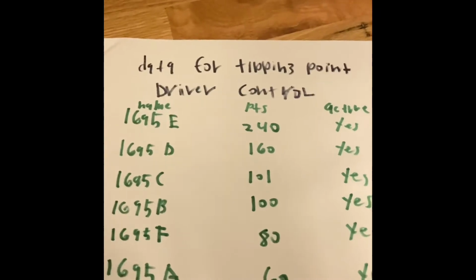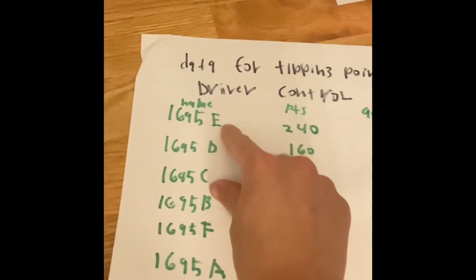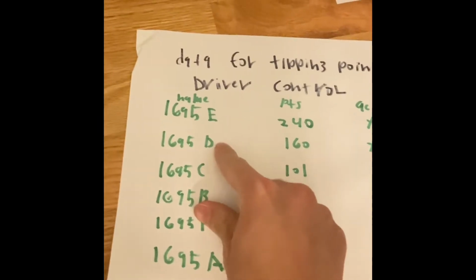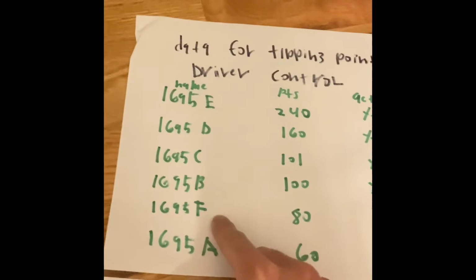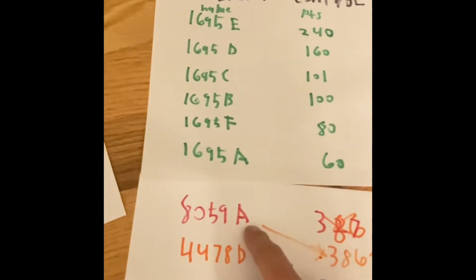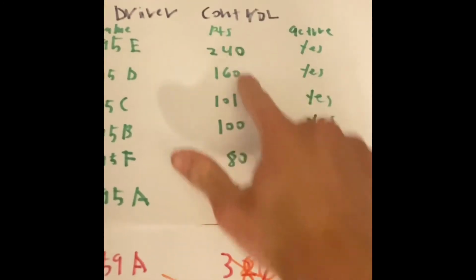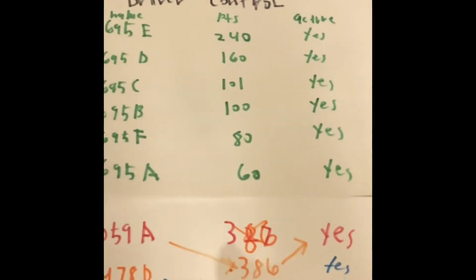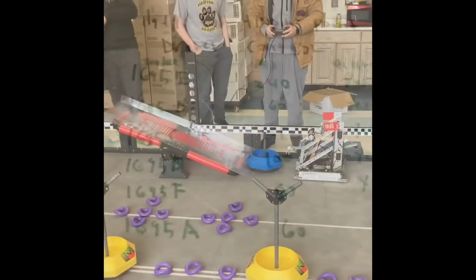And here's the driver control skills challenge with 1695E, 1695D, 1695C, 1695B, 1695F, 1695A, 8059A, and 4478D. And here are the scores they got for the skills challenge for driver control.